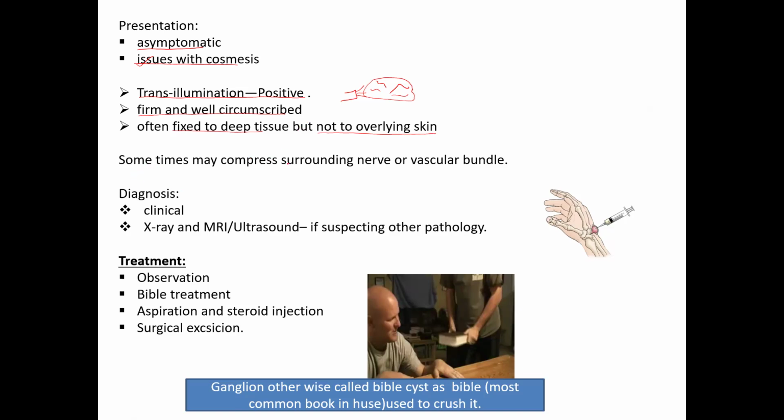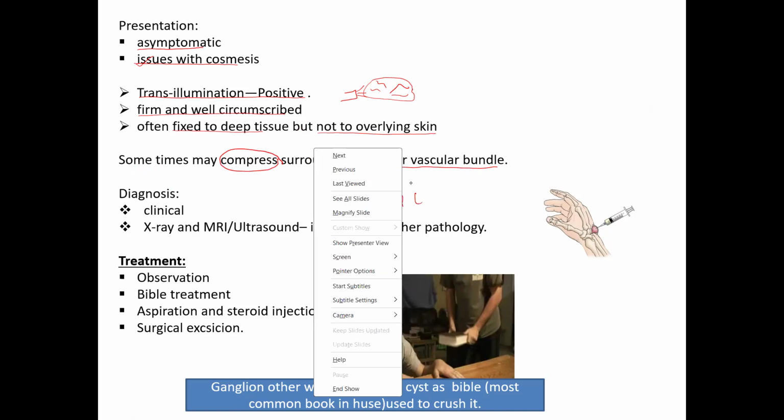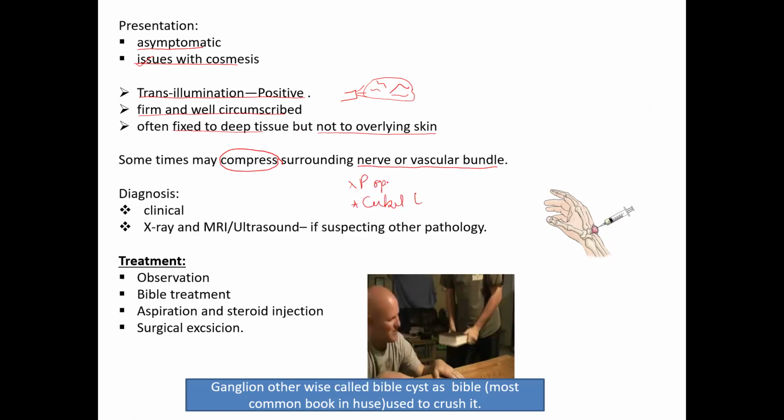If it is a little bigger in size, or sometimes in areas where we have neurovascular bundles, I mean, if it is in the popliteal region or in the cubital region, it compresses the nerve and the artery and presents as a neurovascular compression, which is not very common.